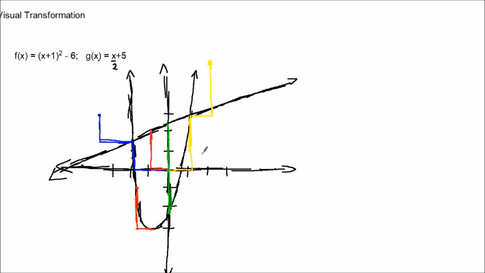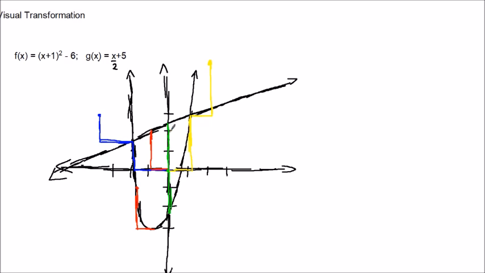Number 4, visual transformation. Okay, I think this is really messy. Anyways, this is a visual transformation based on how the graph is supposed to be. So for example, we have this graph right here, x plus 1 squared minus 6, right?